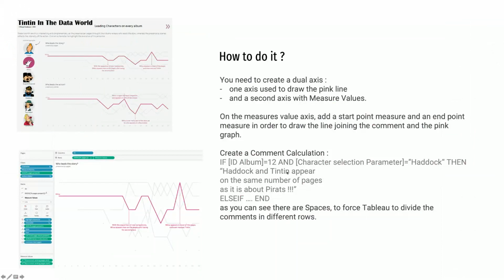And you can ask me, why do you have these weird spaces? So Haddock and Tintin appear, space, on the same page, number of pages, space. It's just to have the comments appearing on 3 different lines, because it's a plot. I cannot have it very high, so I really have to manage the space.